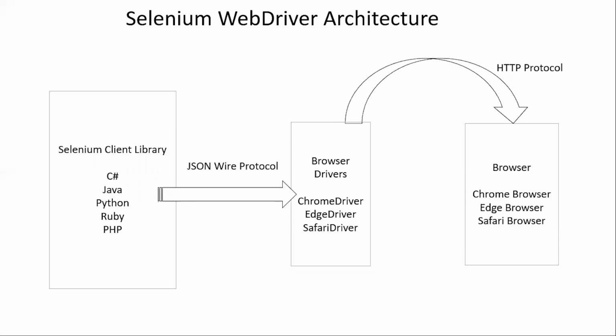After that, whatever response there is, the browser sends back in HTTP format, and then your executable file responds back to your Selenium client, again over the JSON wire protocol. So this is the high level architecture of Selenium WebDriver, how it works. So let's look into the grid.